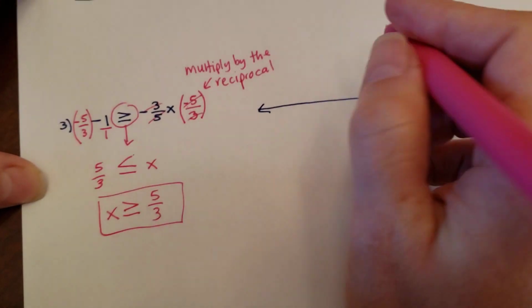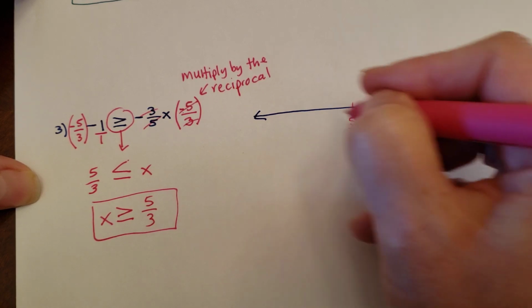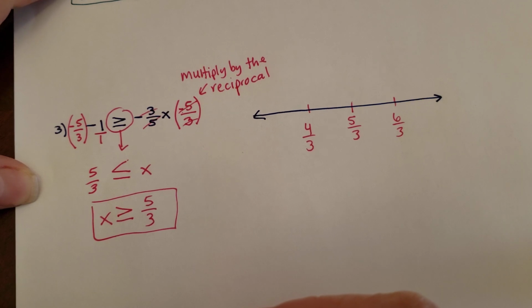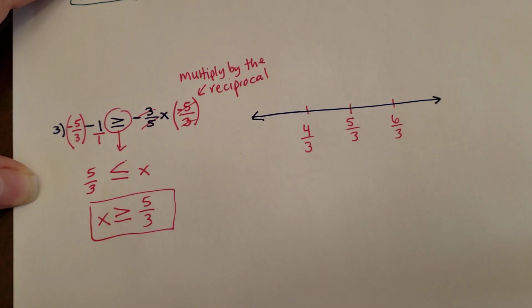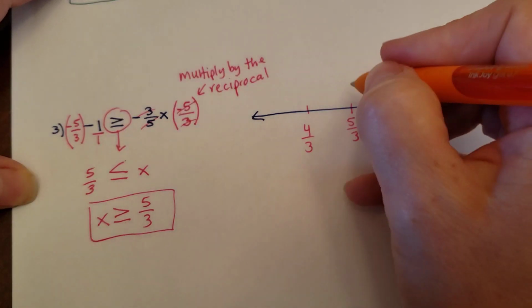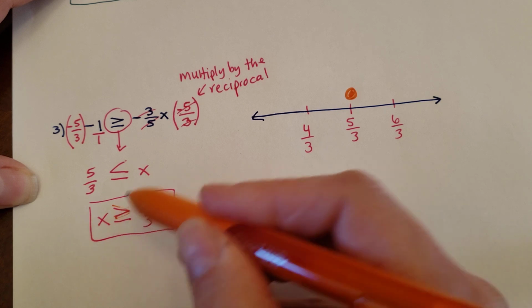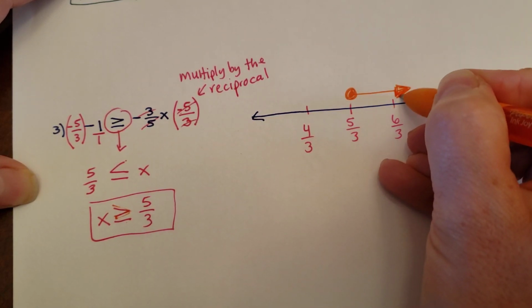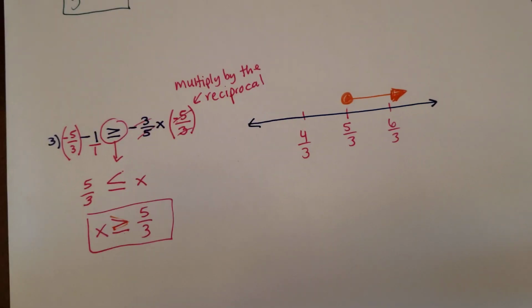So 5/3 is going to go in the center. Bigger would be like 6/3, smaller would be like 4/3. It is a closed circle because it has the bar, so we're going to do a solid circle on 5/3. And our arrow points to the right, so we're going to go to the right. Just always remember, as long as the letter is on the left, you will basically copy that direction.